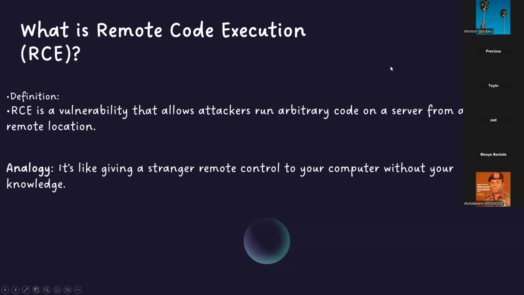RCE, so let me move this a little bit. RCE is a vulnerability that allows attackers to run arbitrary code on a server from a remote location. That's just the basic definition. If you want to know more, there are a lot of definitions out there, two or three paragraphs. You could also search it up, but this is just the basic definition of what RCE is.